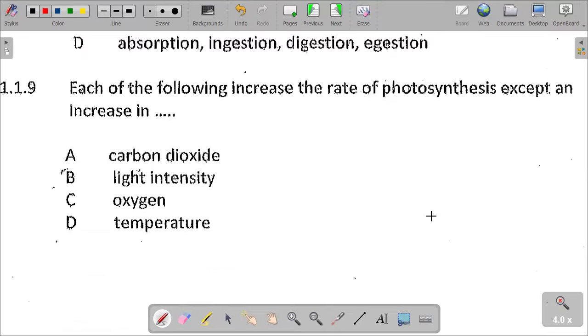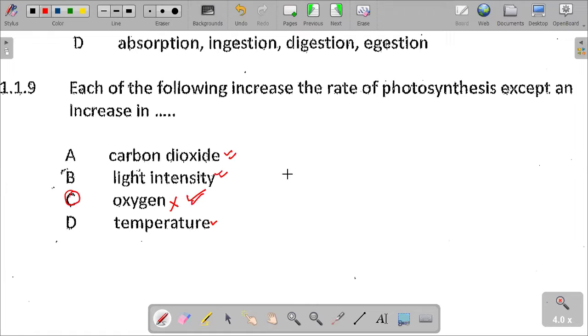Number 9. Which one can we say does not increase photosynthesis? Carbon dioxide is needed for photosynthesis, light is necessary for photosynthesis, and oxygen is produced during photosynthesis, so it is not increasing, it is produced. Then we have temperature and sun intensity, light, which is obviously there. So our answer is C.